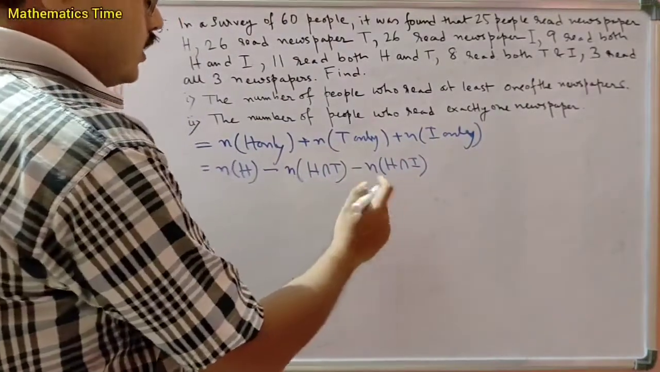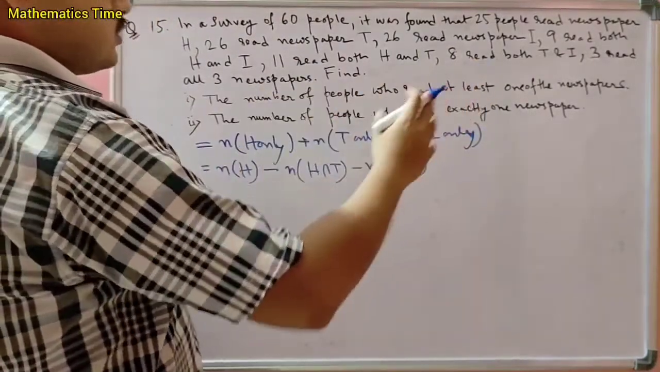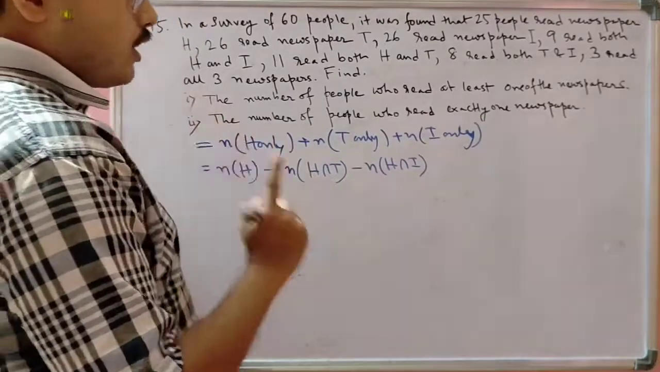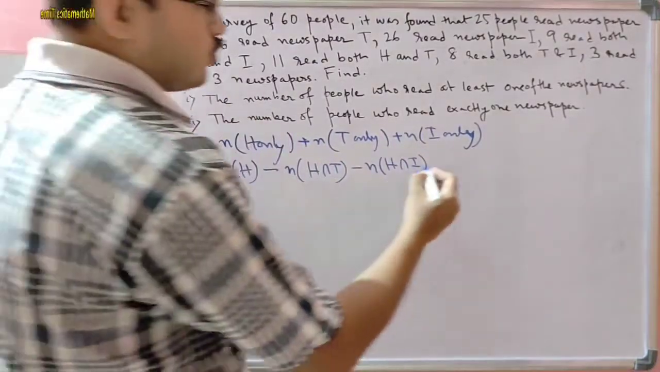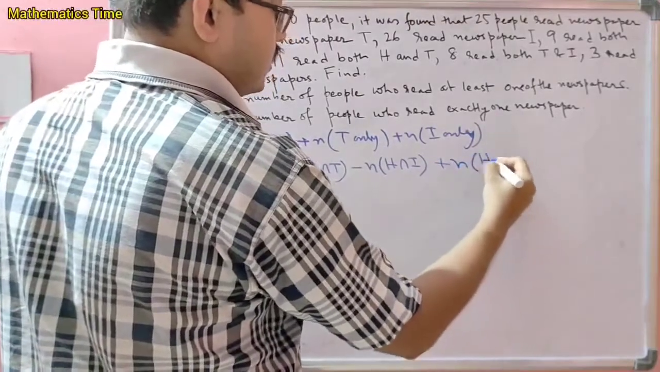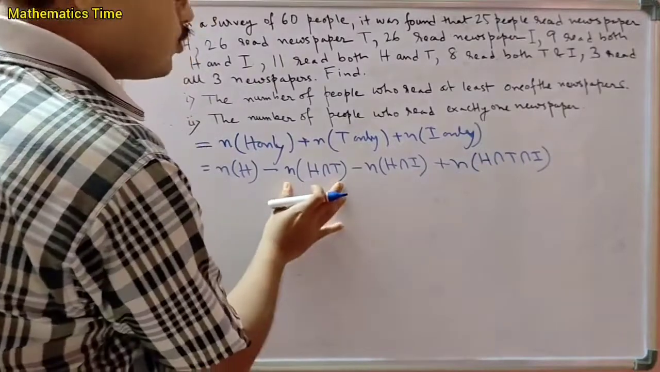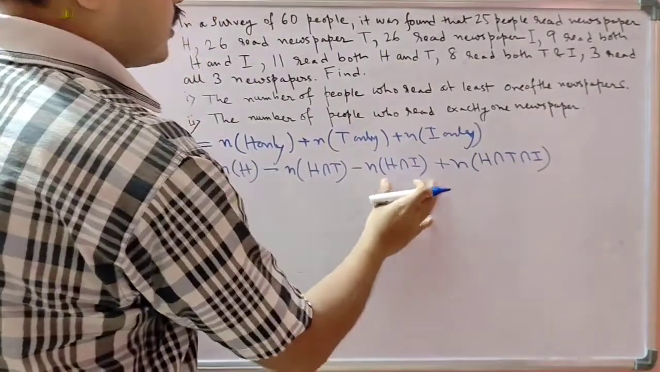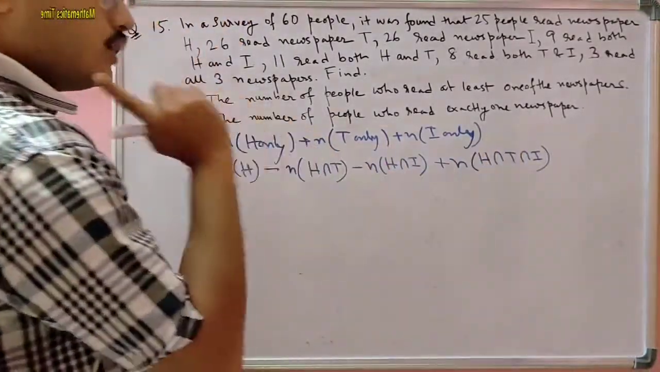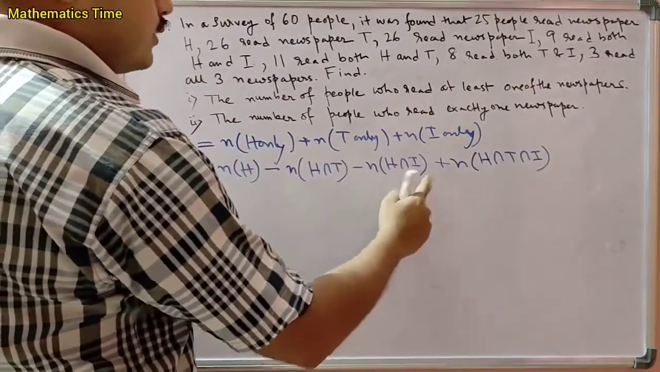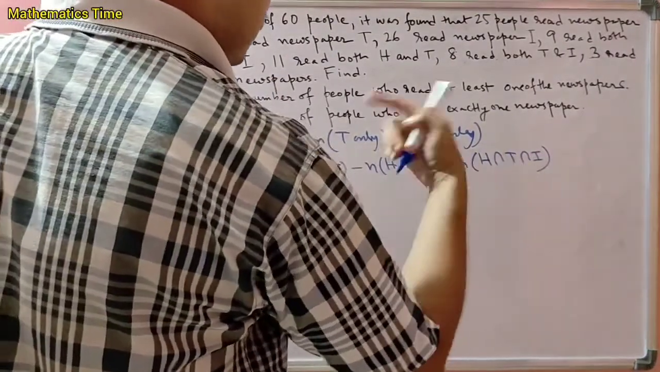So we are eliminating the three newspaper readers two times actually, but we have to eliminate them only once. So we have to add that in here. This portion is already included in here, this portion is already included here, but we have to eliminate this only once. So here two times it's been eliminated, so we are adding this one at the end.